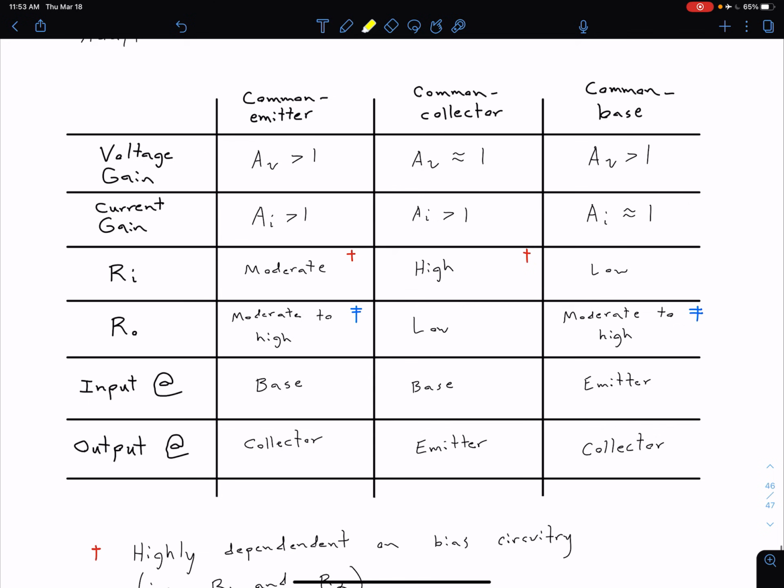And then the last two columns are just talking about where our inputs and outputs are defined. For our common emitter, we have the input at the base and the output at the collector. For our common collector, we have input at the base, output at the emitter, and finally for our common base, we have input at the emitter and output at the collector. Of course, when I'm talking about inputs and outputs, I'm talking about our small signal inputs and our small signal outputs. And the third terminal that's not mentioned is the one that is common, or at signal ground.